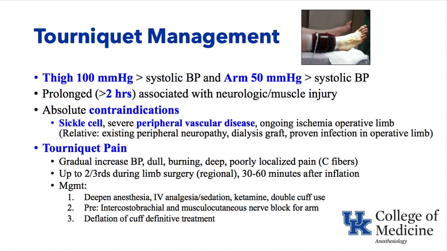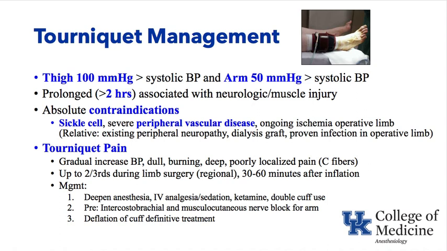So, prolonged tourniquet inflation, by definition greater than 2 hours, is associated with neurologic and or muscle injury. So we don't want to leave a tourniquet up for an extended period of time. The muscle can die, rhabdomyolysis can occur, the nerves cannot get enough oxygen, you can have permanent neurologic injury. Absolute contraindications to a tourniquet being inflated on an extremity.